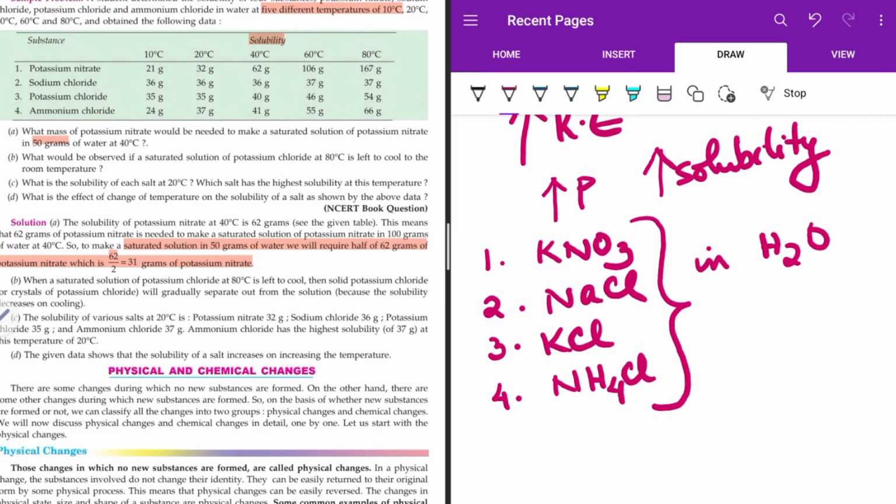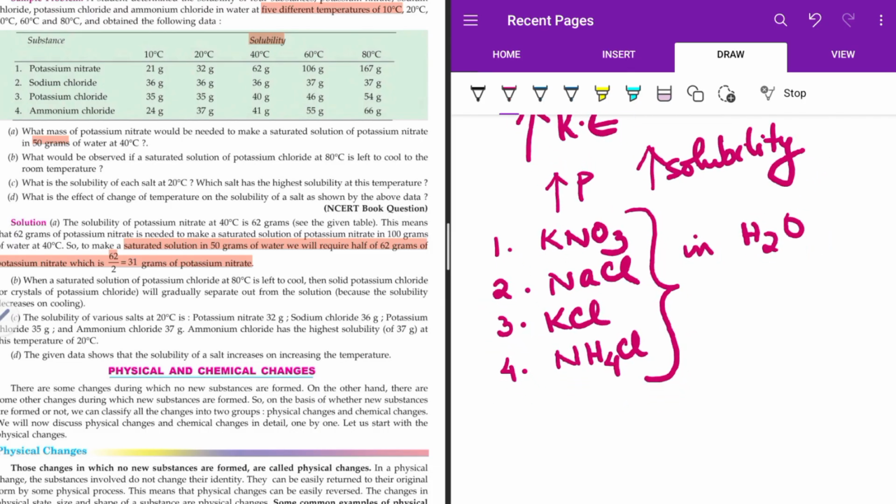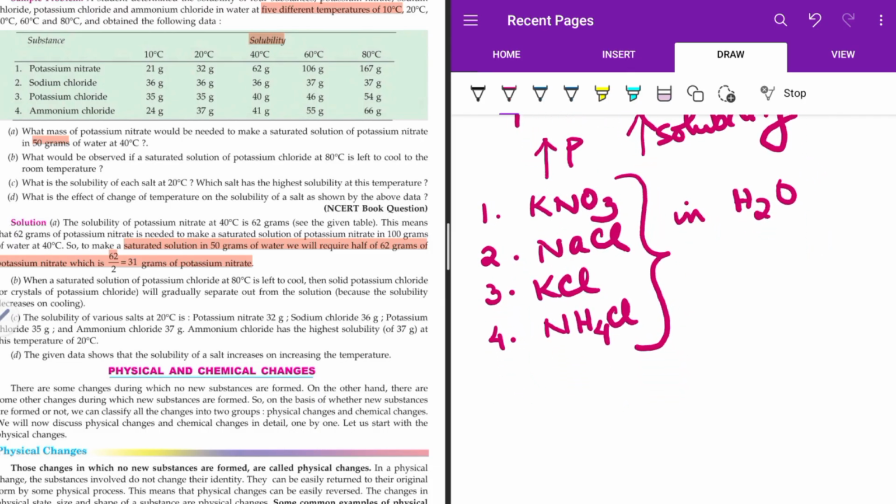Next, what would be observed if a saturated solution of potassium chloride at 80 degrees Celsius is left to cool? So we have already seen that when a saturated solution at a particular temperature is left to cool down, that means the temperature is gradually decreasing. What will happen? The particles of solute will separate out from the main solution because the solubility decreases at a lower temperature, or decreases on cooling.